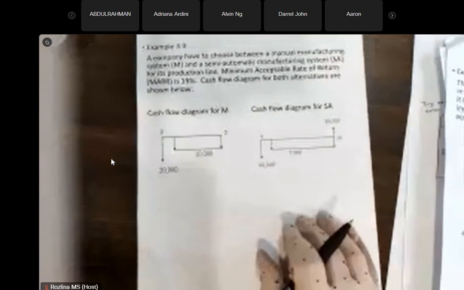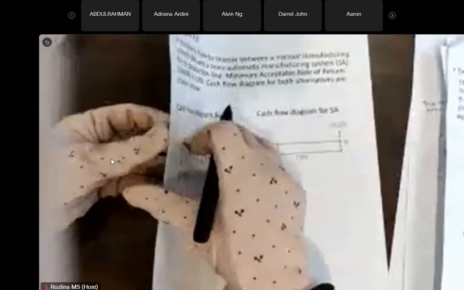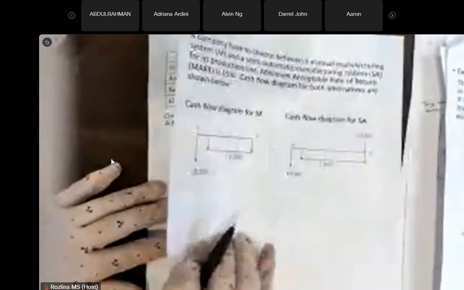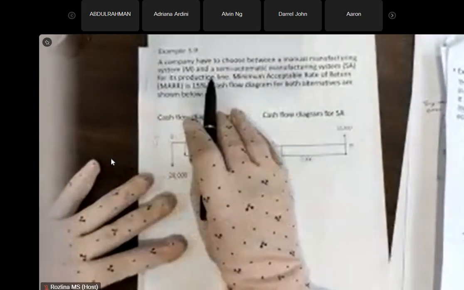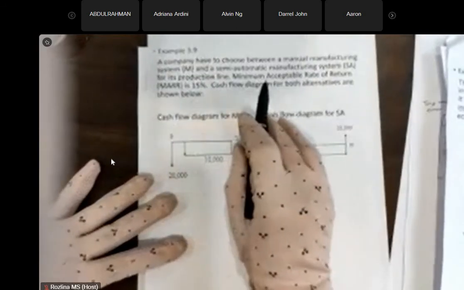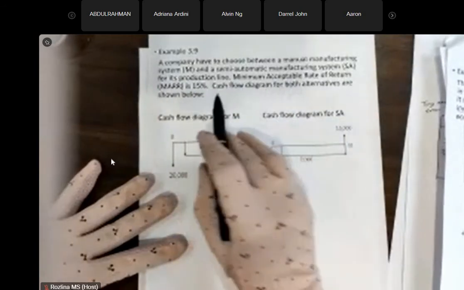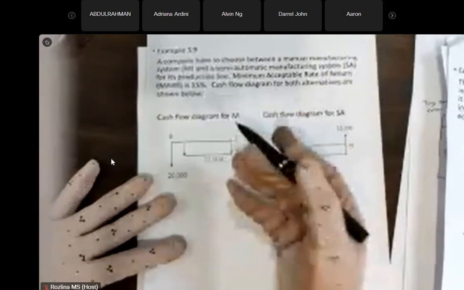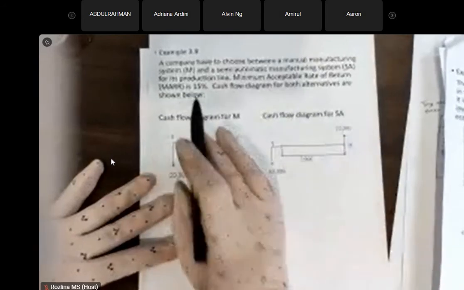Okay, now, the last one. A company has to choose between a manual manufacturing system and a semi-automatic manufacturing system for its production line. The minimum acceptable rate of return, MARR, is 15%. Cash flow diagram for both alternatives are shown below.